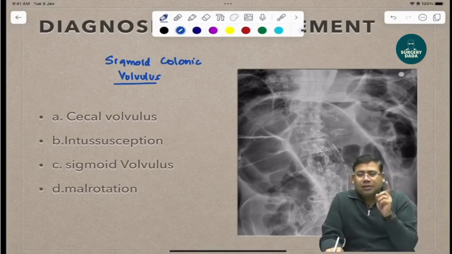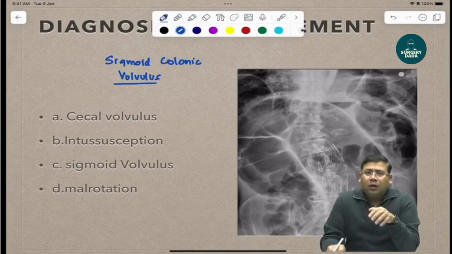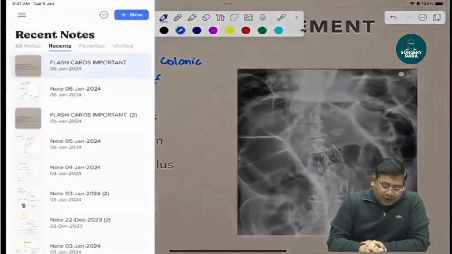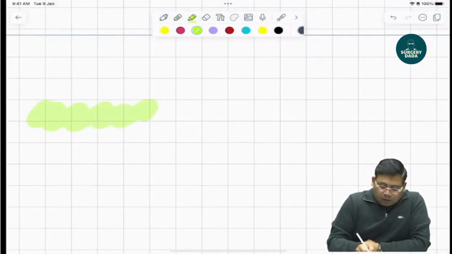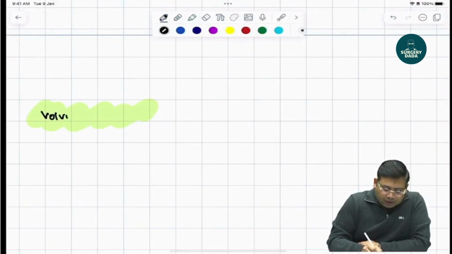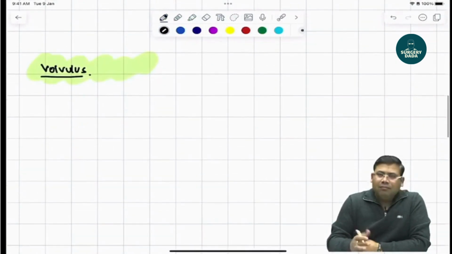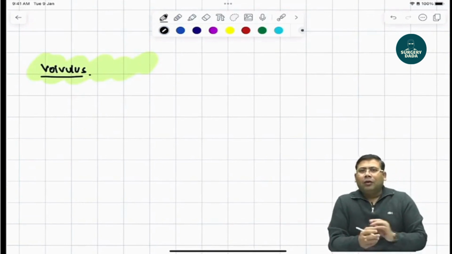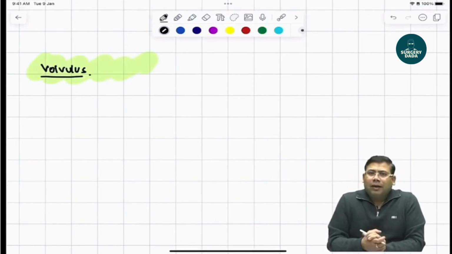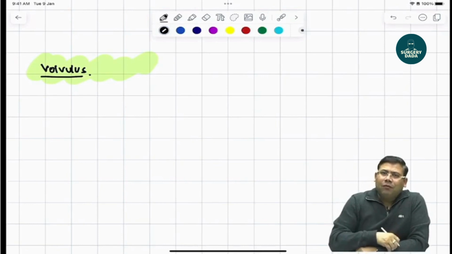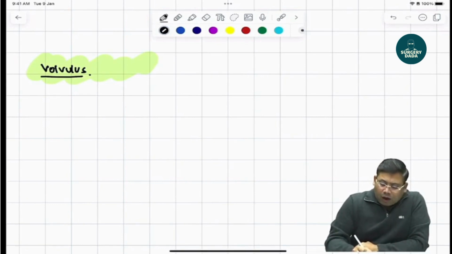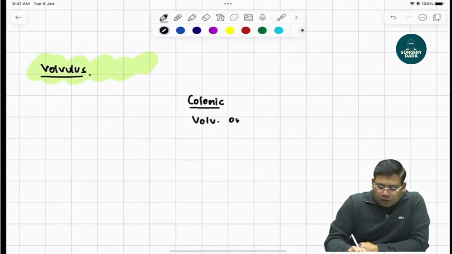Let us understand, because this is very important for all of us to understand a volvulus on X-rays. Whenever we talk about volvulus, what are the important things that we need to understand? Volvulus is nothing but a twisting of the mesentery, or you can say the rotation of bowel on the axis of mesentery. Now there are 2-3 important things that I am going to discuss. I shall not be discussing the complete volvulus, but I will be showing you how to see colonic volvulus on X-ray.